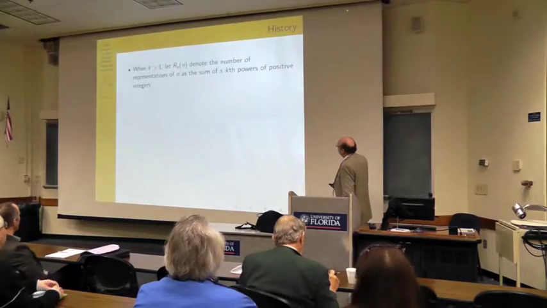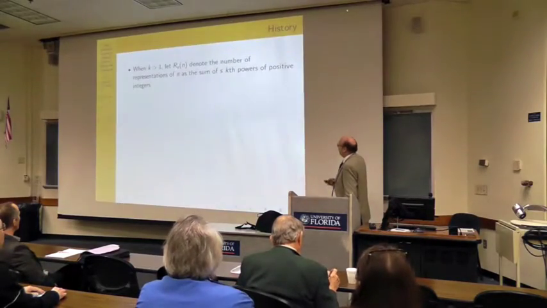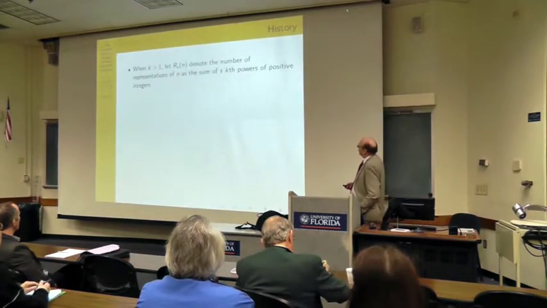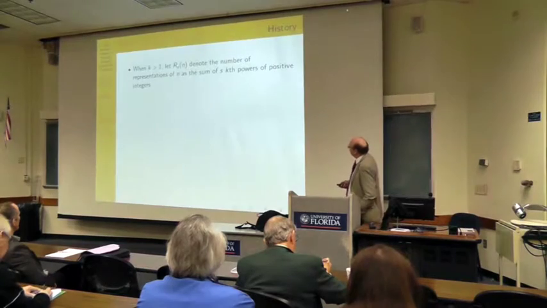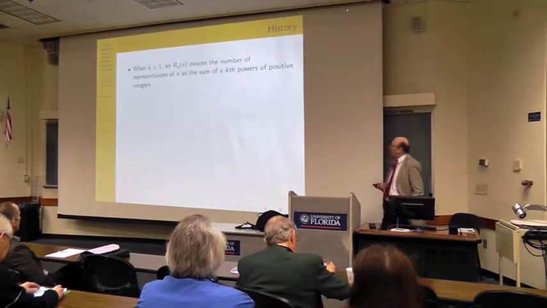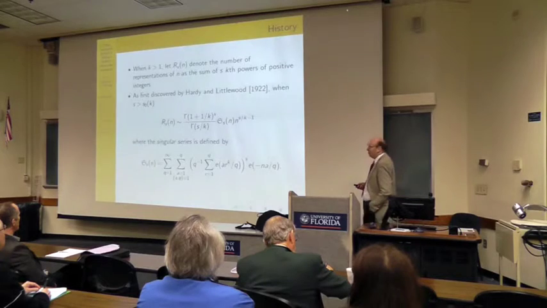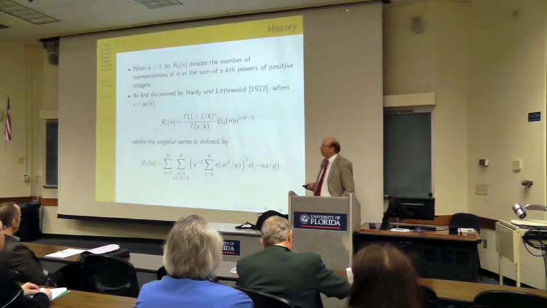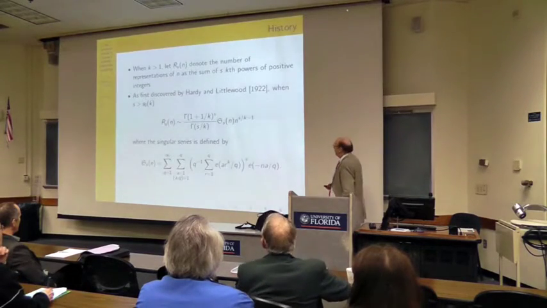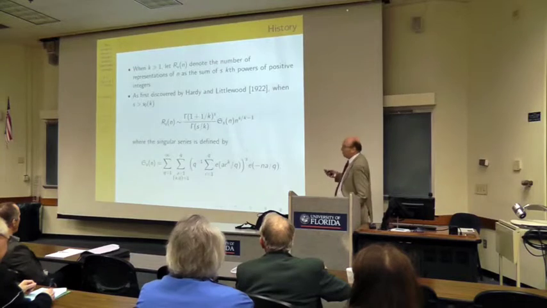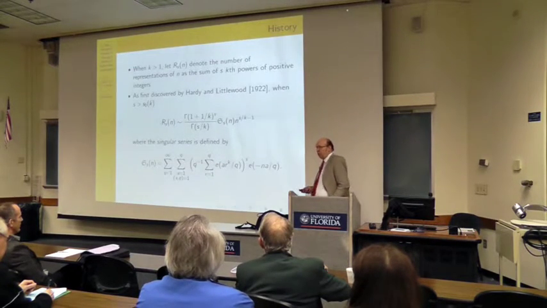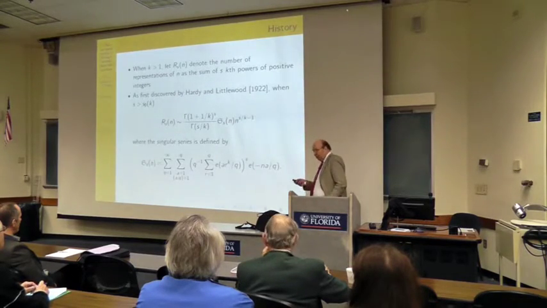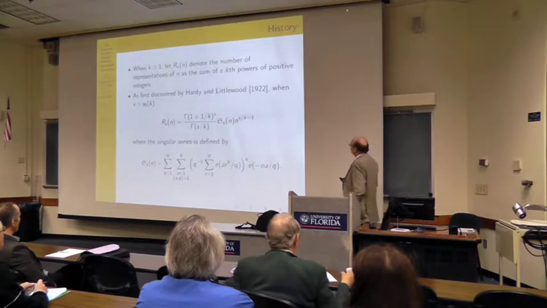So if you take R sub s of n, where k is greater than 1, typically greater than 2 actually, let R sub s of n denote the number of representations of n as the sum of s k-th powers of positive integers. Then there's this famous work of Hardy and Littlewood in one of their early papers, entitled On the problem of the representation of particular numbers, which is really an immediate consequence of this very famous paper of Hardy and Littlewood, which the movie was largely concerned with yesterday.